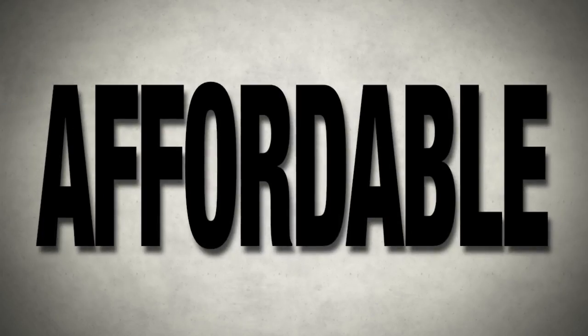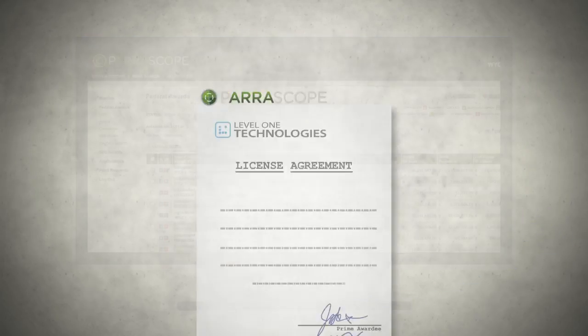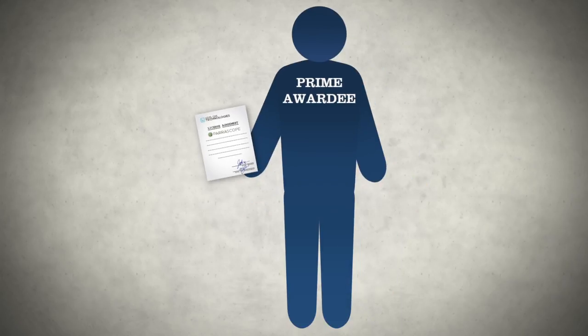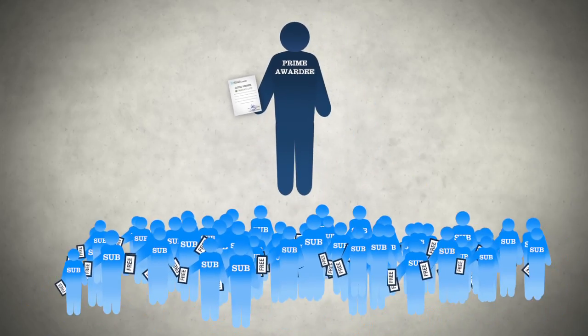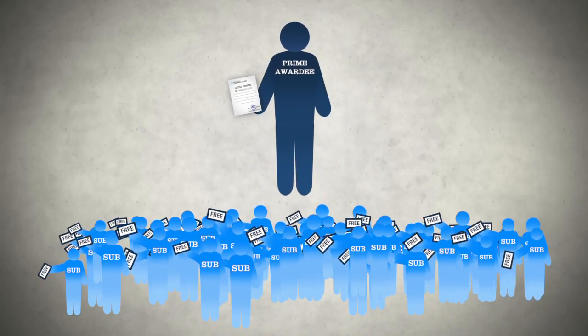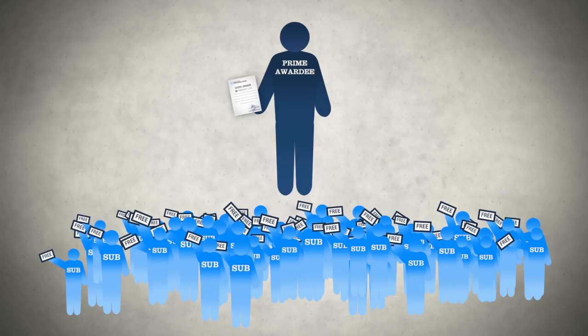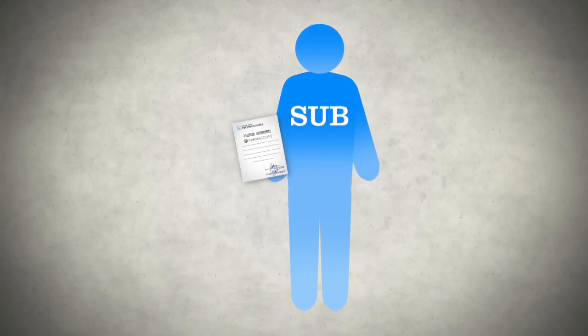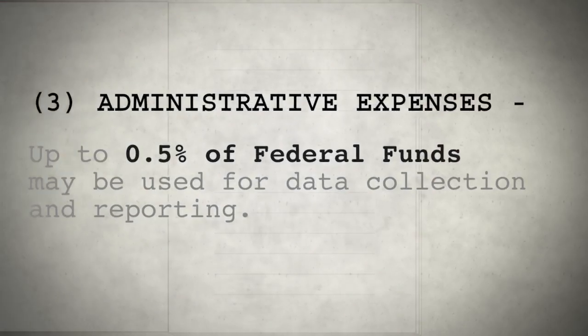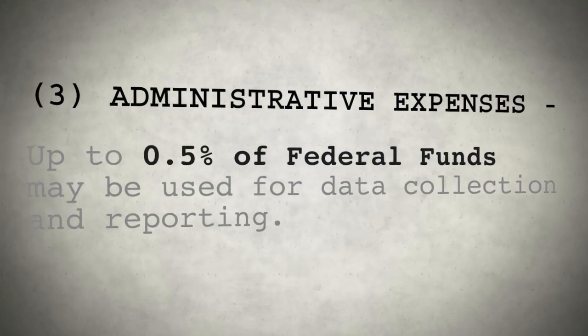Most importantly, Parrascope is affordable. In most cases, prime awardees such as states or agencies may purchase a license to use the system, which allows their subawardees to use the system free of charge. Subawardees without a prime sponsor can also use the system for a nominal fee based on volume. And since the Data Act sets aside administrative funds for reporting, financing the use of the system will not be a burden.